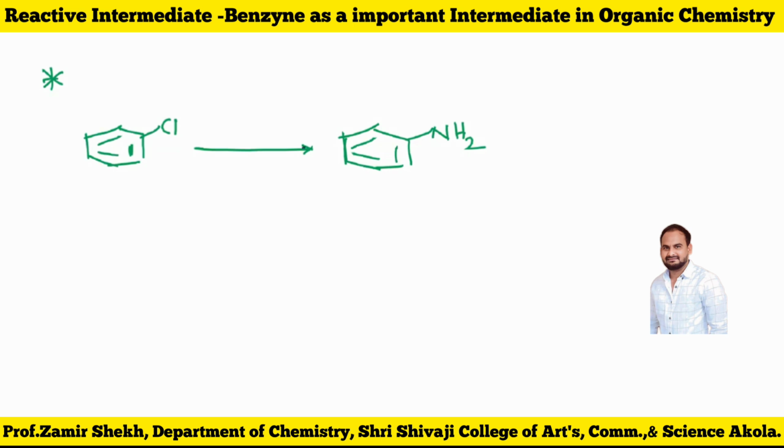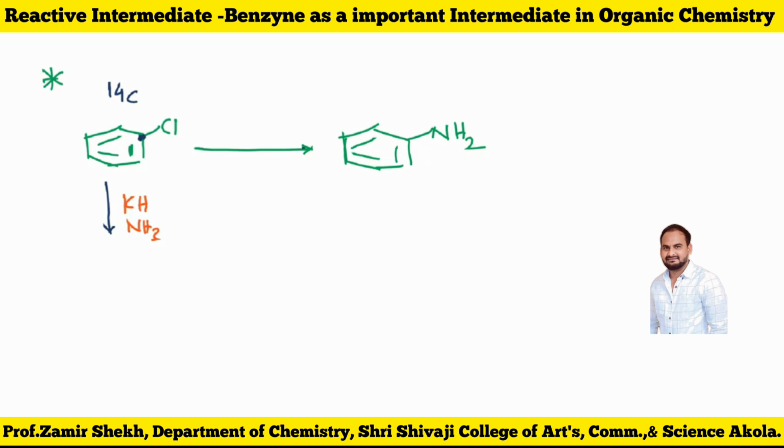And Roberts gave the first evidence by using the C14 isotopic labeling experiment. Example: this carbon is labeled by 14C. Now, what do we have to do? So this compound first of all reacts with potassium hydride, which is a stronger base, in the presence of ammonia as a solvent.